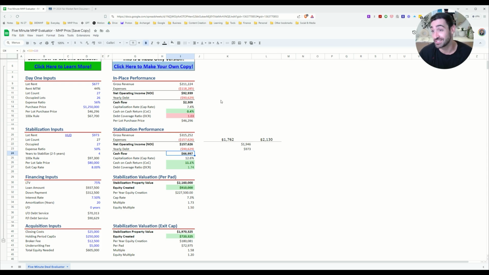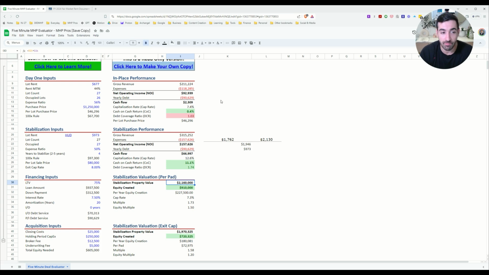Our yearly debt is the same as it was, $90,000 a year, and now we have cash flow of $66,000 a year, which is a 11.1% cash on cash return annually and covers our debt 1.74 times. Pretty good, right? If we were able to accomplish this stabilization, we're looking pretty good. We got 12% of cash flow every year, and we're more than covering our debt. So now we know the performance upon stabilization and the in-place performance.